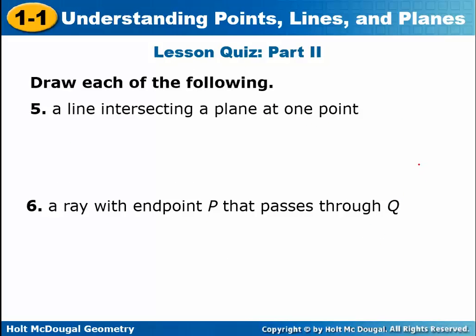Okay, for this part you're going to do a little sketching. So again, pause the video, answer these two questions, and then we'll check your answers. So the answers are, if you are going to draw a line intersecting a plane at one point, draw your plane and then show a line poking through it. The dash part means that would be under the plane. And then to draw a ray with the endpoint P that passes through Q, that's all you have to do. Make sure P is the endpoint.